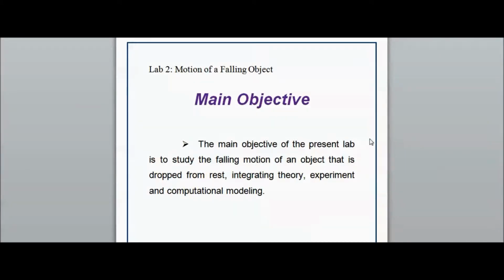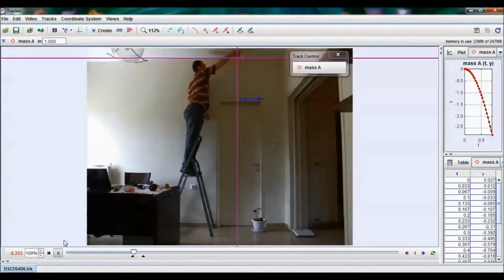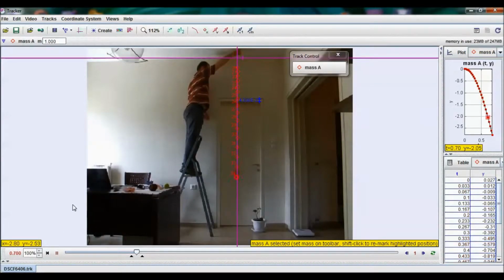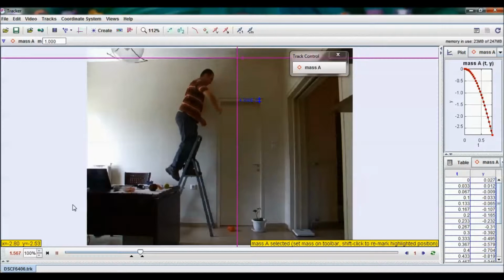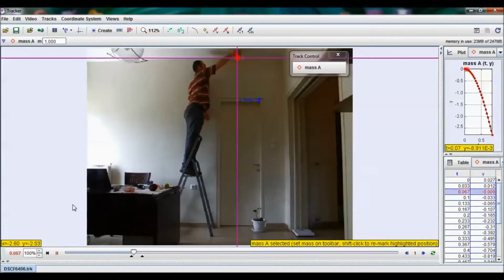Hello, the main objective of the present lab is to study the falling motion of an object that is dropped from rest, integrating theory, experiment and computational modeling. I captured a video of a crumpled paper ball that was dropped from rest and analyzed the video using Tracker.